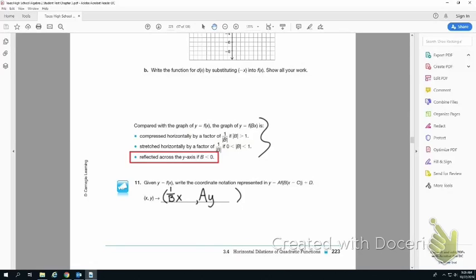Alessandra, the C value, is that going to affect the X or the Y values? X. If it's minus C, am I going to add or subtract the C value on the X? Add. Then Julia, the D value, if it's plus in the equation, am I going to add or subtract it on the Y value?